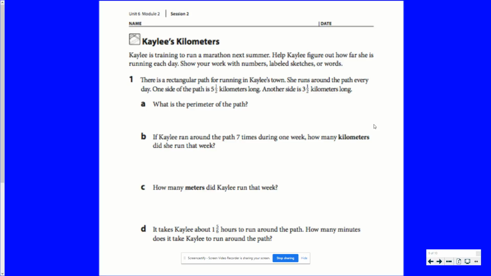This problem is a much more straightforward type problem for you. Remember, you can use the P equals twice the length plus twice the width formula. So you can take 5.5, multiply that by 2, and then take 3.5, multiply that by 2, and add those two totals together.